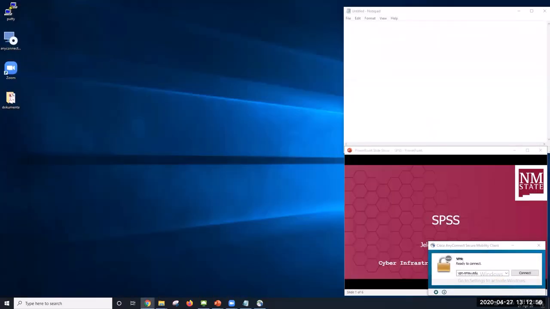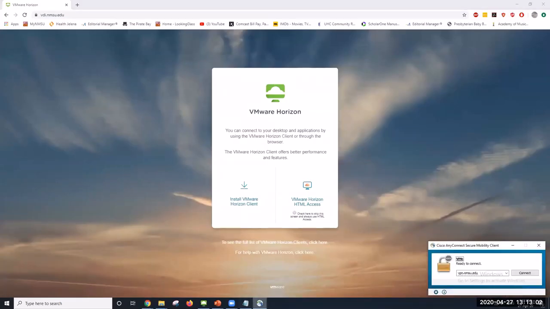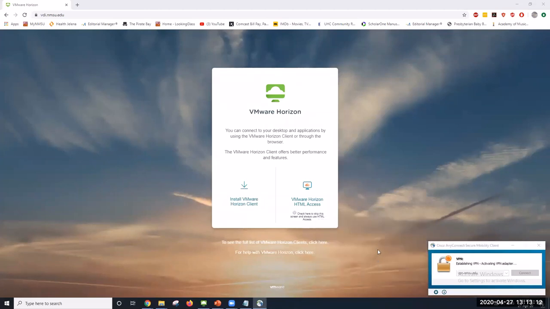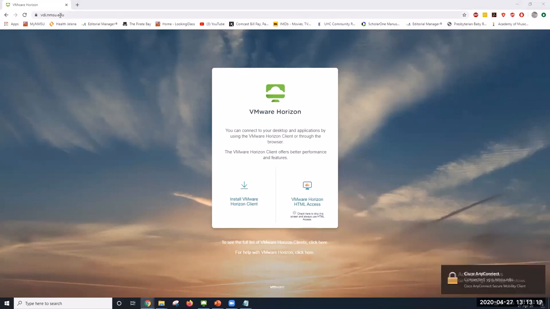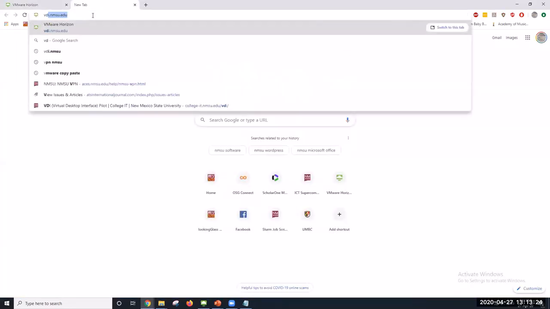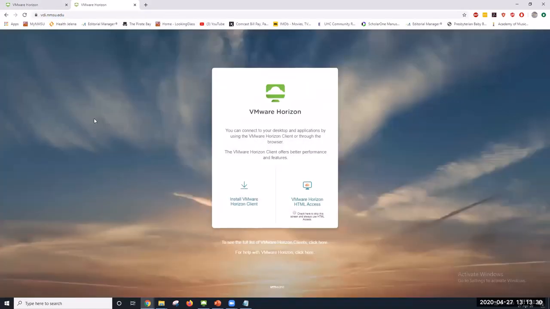The second thing you need to do is connect your VPN. Okay. Connect. Now go to vdi.nmsu.edu. And this window should open.